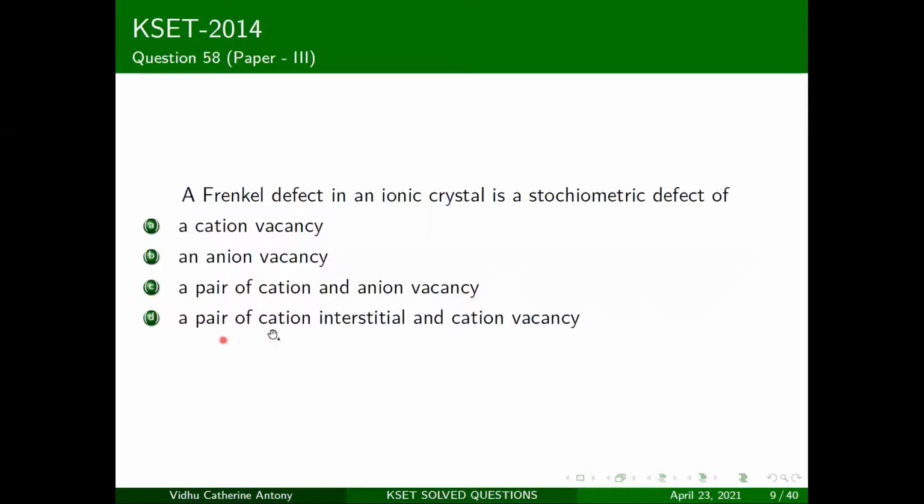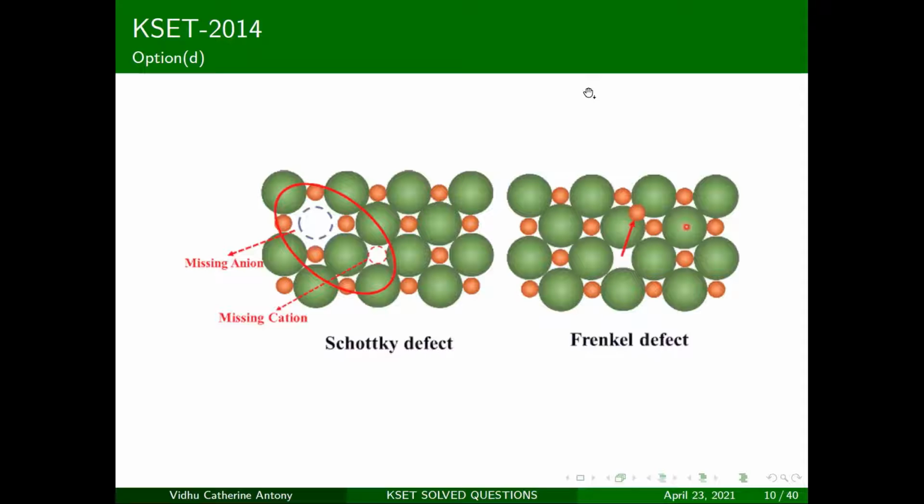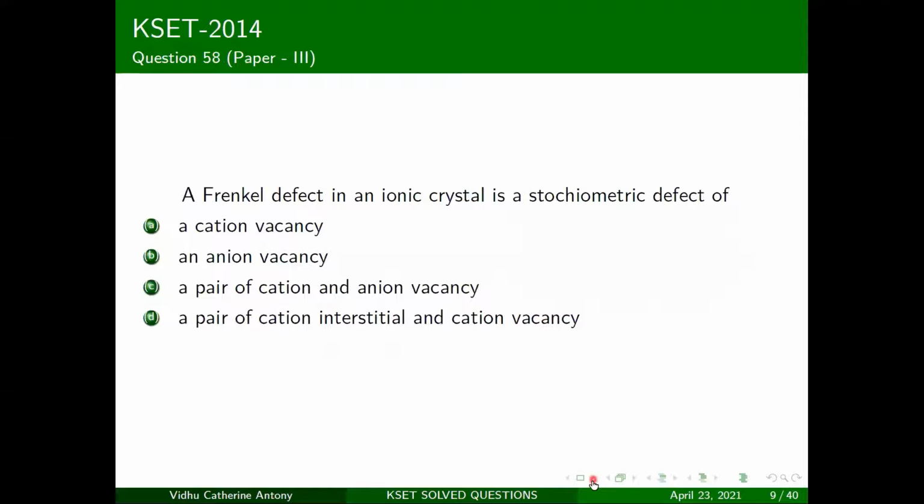So what is it? A pair of cation interstitial, because it has been displaced to an interstitial site, and a cation vacancy. So your Frankel defect, let me just go back. Your Frankel defect is basically the cationic interstitial here and the anion that you have. So this is what you have here. So that's option D. If you go back and look at this, that's option D that you have there.